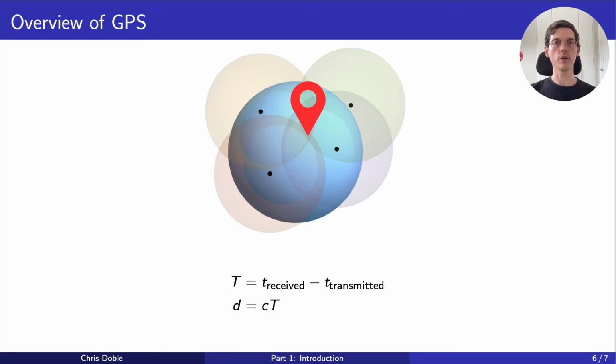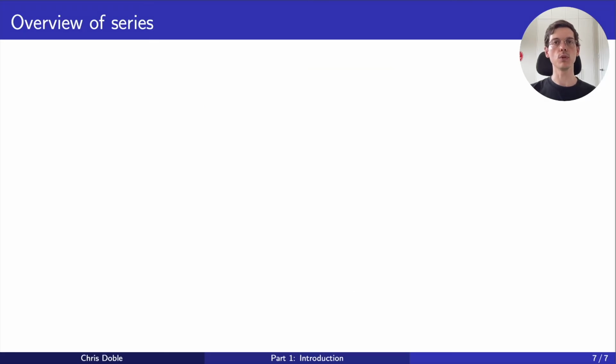Over the next 7 videos, we'll go into all of this in much more detail. The next 2 videos cover some background theory. First, we'll introduce the concept of correlation. This is a way to measure the similarity of 2 signals, and we're going to use it a lot. Next, we'll talk about the signals transmitted by GPS satellites, the types of signals they transmit, how to distinguish between them, and how to decode binary data from analog signals.